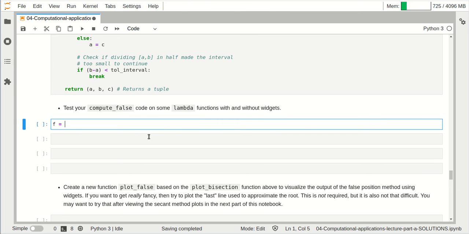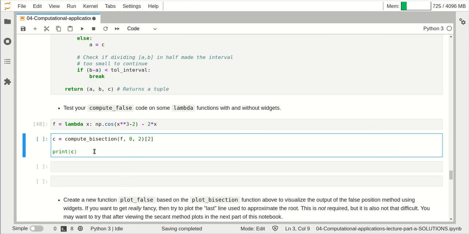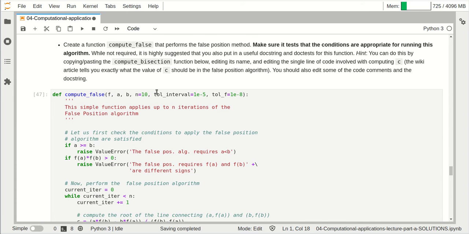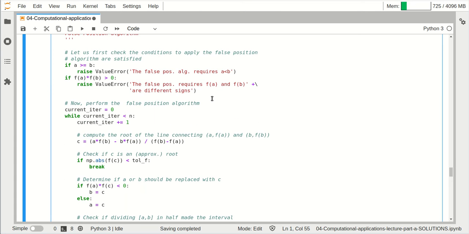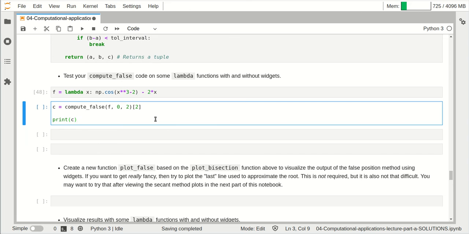So let's create a Lambda function here. I'll do this kind of funny function that I did before. I think it was x cubed minus 2, and then we'll subtract off 2 times x. It was something like that. I'll run that code here, and instead of compute bisection, it's compute false. Here I'm just going to run it with the default 10 iterations and default tolerance parameters. If I do that, this should give me the approximate root.